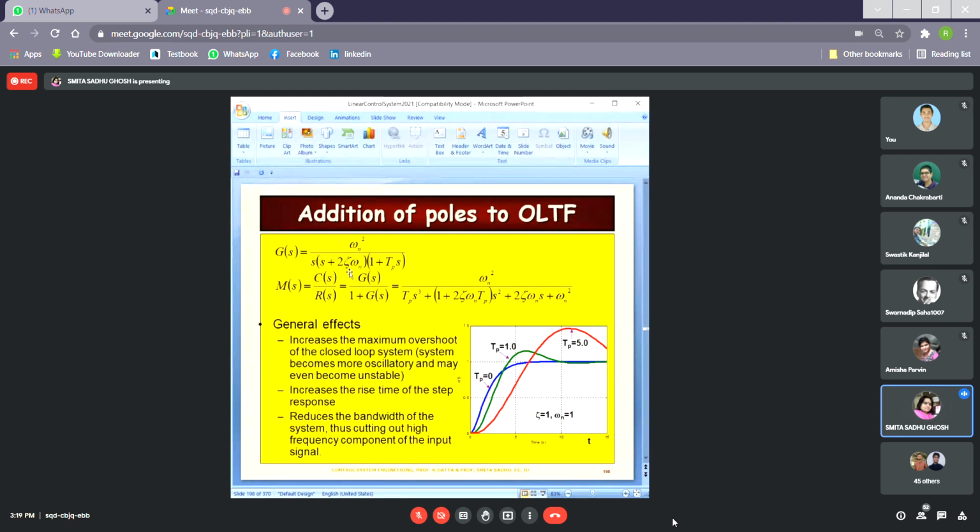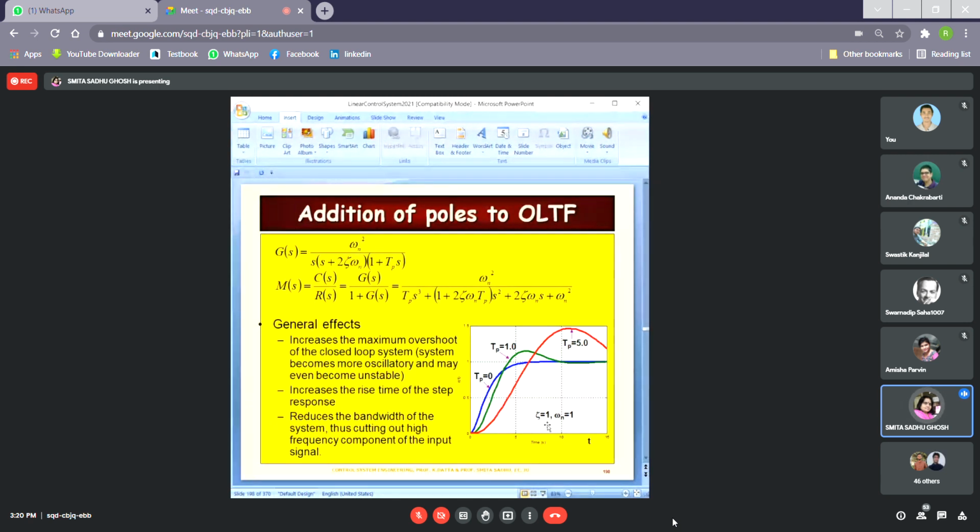Now, because a pole has been added to the open loop transfer function, the closed loop transfer function has now become this. So we compare this with the original second order transfer function, that is, without the addition of the pole, and conclude certain things. The plots have been shown over here on the right hand side for specific values of zeta and omega n. Omega n is considered as 1 without any loss of generality, just for the plot. And here the case of zeta equal to 1 has been taken.